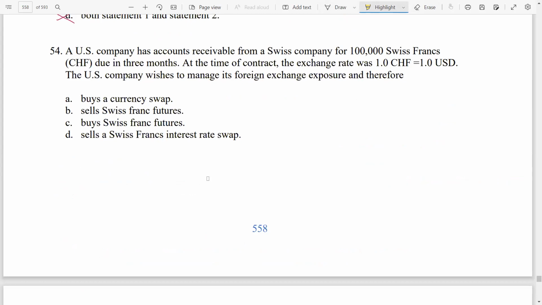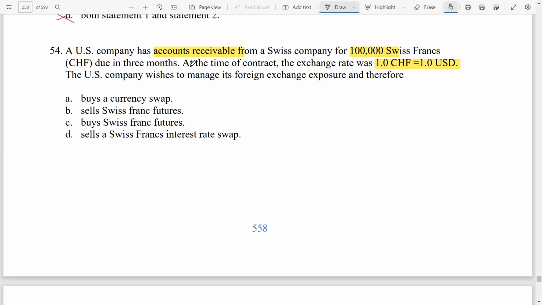Question number 54. A U.S. company has an account receivable from a Swiss company for 100,000 francs due in 3 months. At the time of the contract, the exchange rate was 1.06. The U.S. company wishes to manage its foreign exchange exposure, and therefore, what should it do? Pause this question, solve it, and let's compare answers. I recommend that you do that with every question that I solve here.